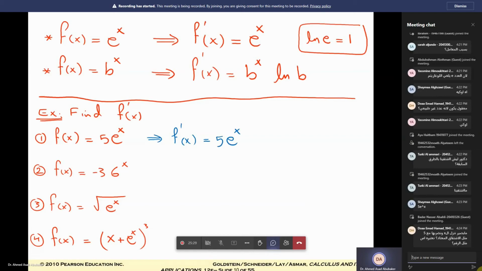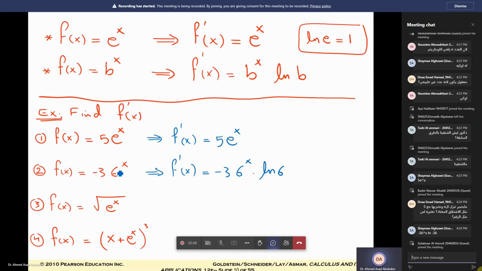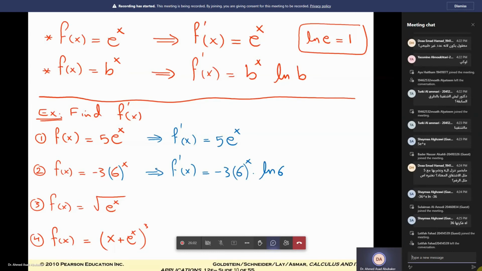Now, the second one, we have minus 3 times 6 to the power x, but it must be multiplied by ln 6. This is not negative 36, it is negative 3 multiplied by 6 to the power x.